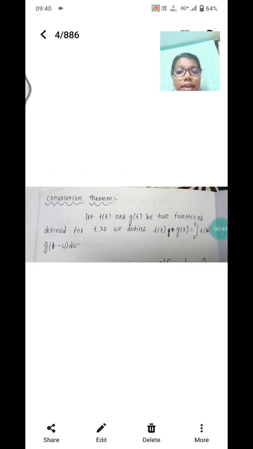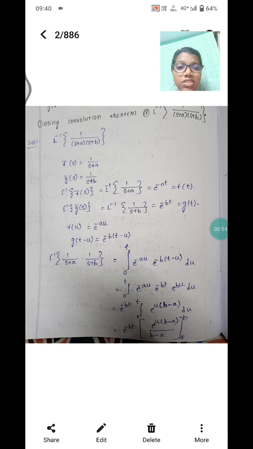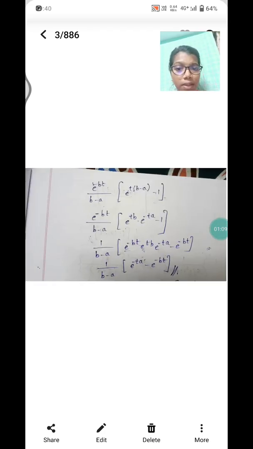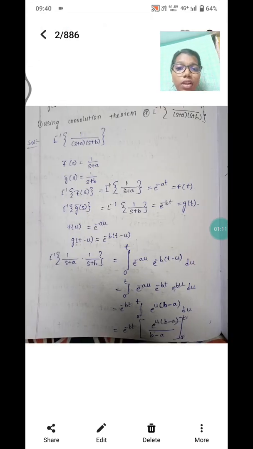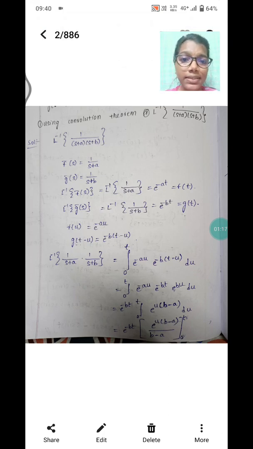And here we take an example for this, and I want to explain it briefly. First of all, the convolution theorem for Laplace inverse of 1 by (s plus a)(s plus b). We need to take f of t and g of t from the problem. Finally, we take Laplace inverse of 1 by (s plus a)(s plus b).